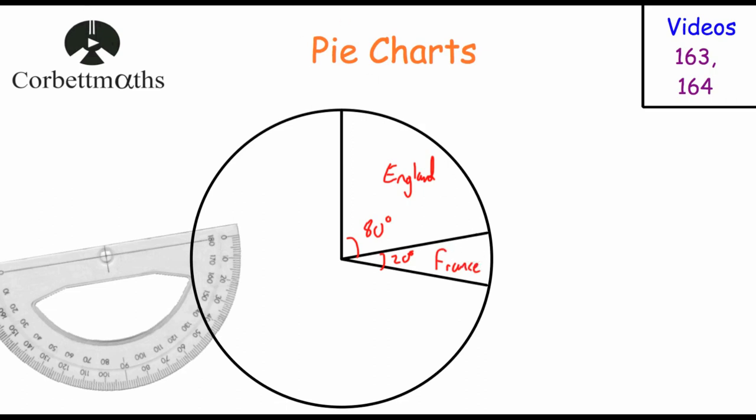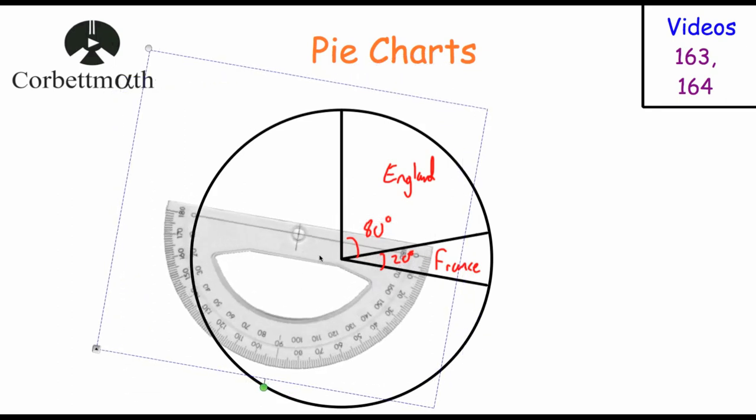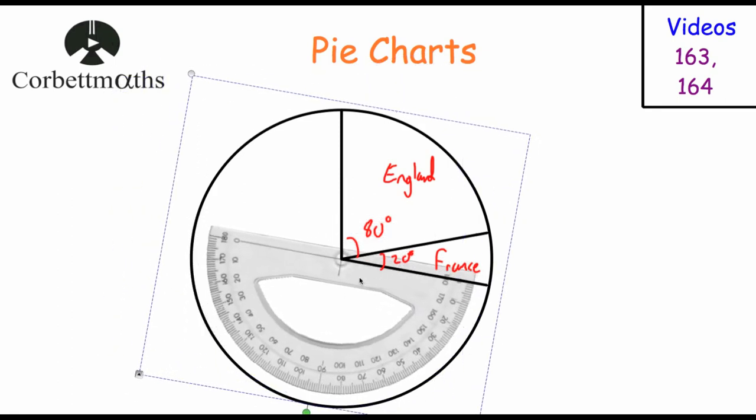Okay, next was Ireland. And if we go back and look, that was 60 degrees. So we're going to get our protractor. We're going to turn it, so the zero is along the line we've just drawn. So we're going to rotate it slightly. Again, the cross has to go in the center of the circle and zero is on the line, like so.